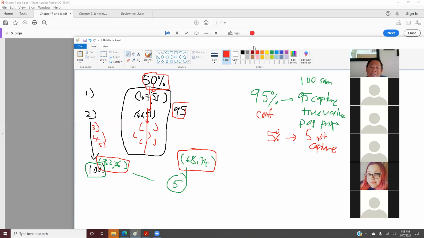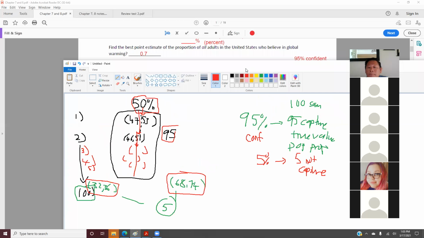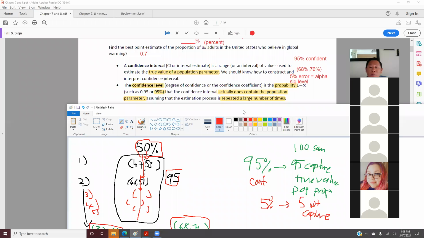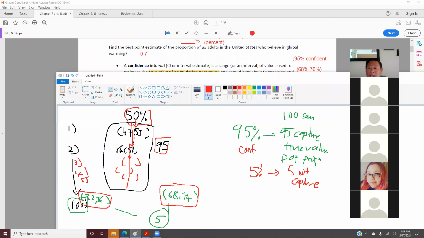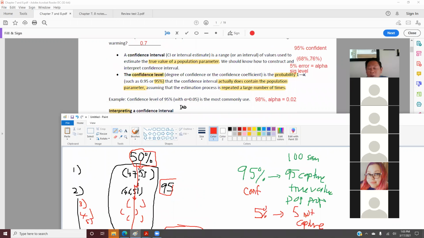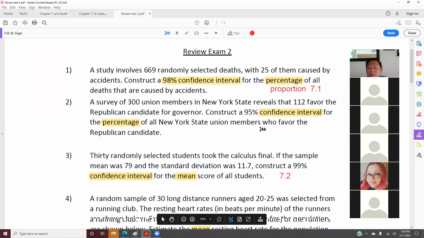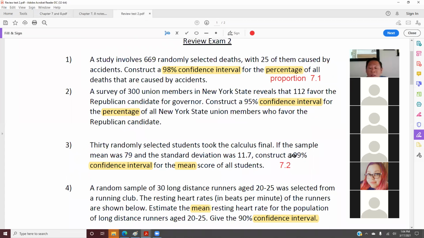So that confidence level, is that something that's going to be given to us all the time? Yes. This confidence level is always given to us. And if it's not given to us, then we will use 95%. Oh, okay. You can tell they're all given to you, all the percent confidence intervals. See that? 98%. Okay, got it. Yep. Same thing in your homework, they will give you the percents.